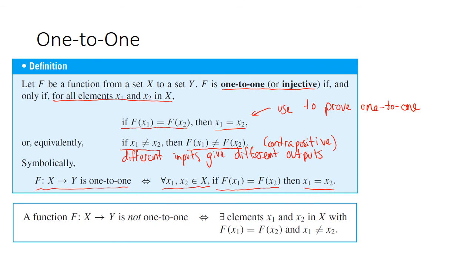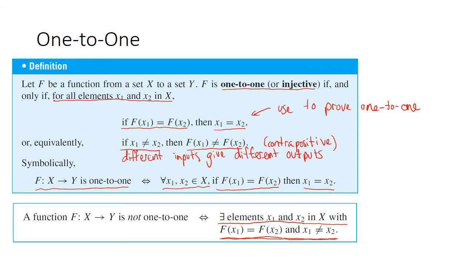Okay, now on the other hand, if your function is not one-to-one, what does that mean? So if you just take the negation of the last statement, the for all statement that we just went over, the for all switches to an exists. So that would mean there exist elements x1 and x2 in X with, and then the second part here, this is the negation of the if-then statement. So remember, when you negate an if-then statement, you keep the if part true and you make the then part false. So this together reads, there exist elements x1 and x2 in X with f of x1 equals f of x2 and x1 does not equal x2.